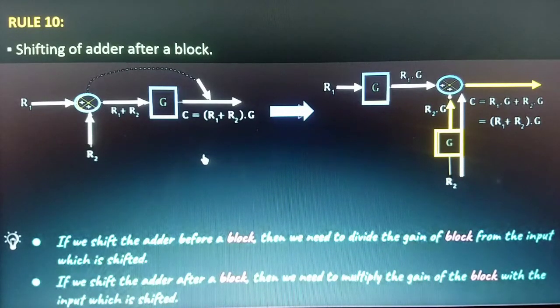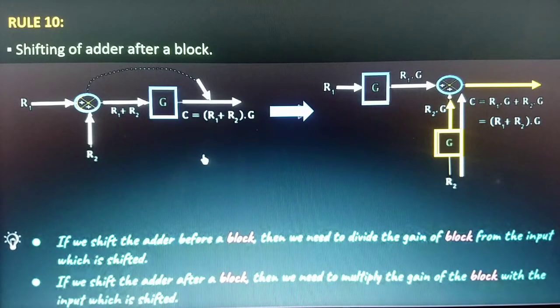We can see that the factor G is now multiplied with R2. If we take G common, we can have C is R1 plus R2 multiplied with G. And now we can see that the output is the same in this way. You can see that if we want to shift this adder after this block, then we need to multiply the gain of this block with this input.